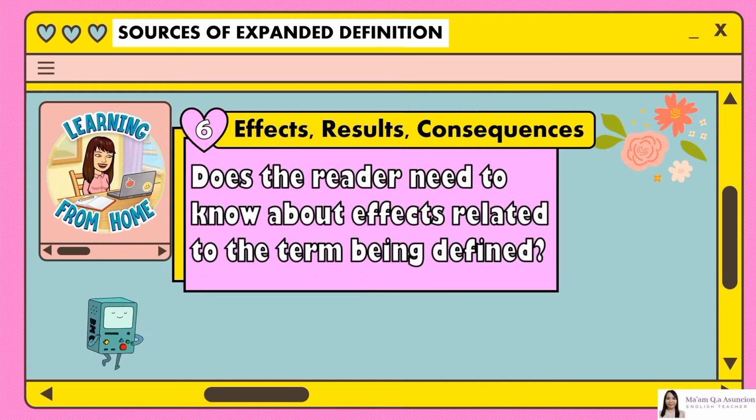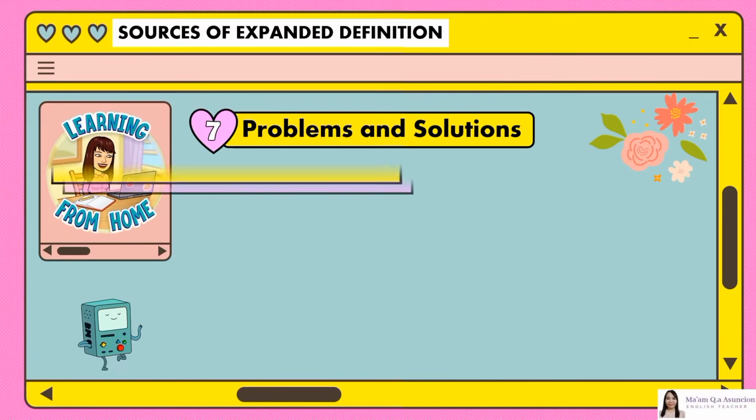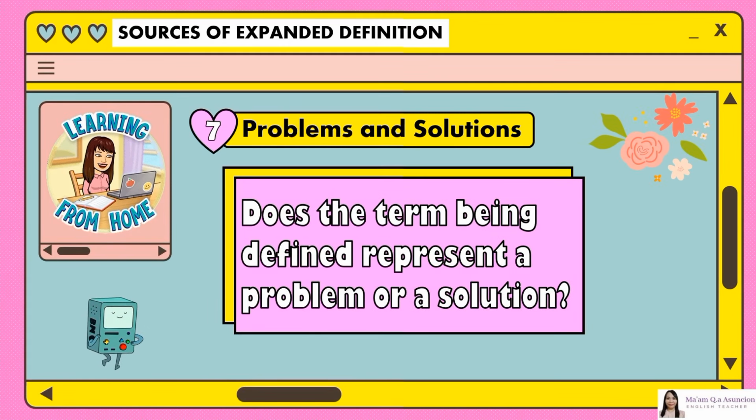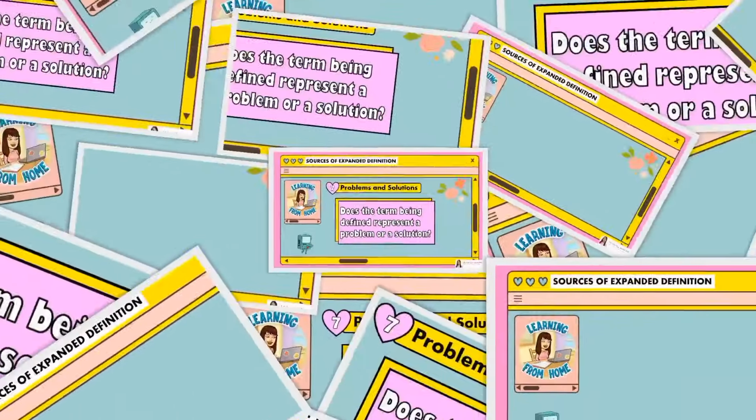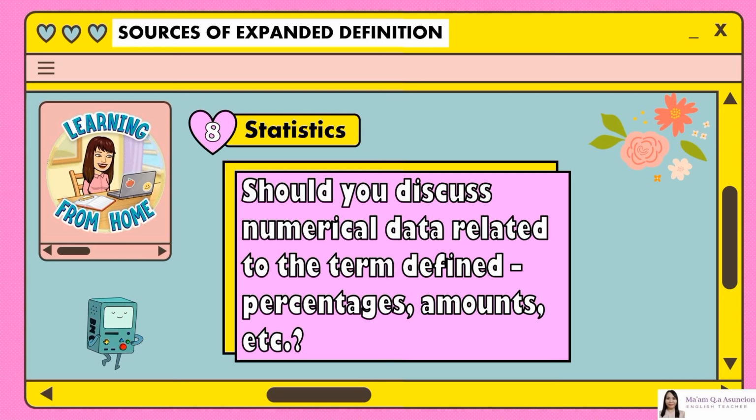Number 6, effects, results, and consequences. Does the reader need to know about effects related to the term being defined? Number 7, problems and solutions. Does the term being defined represent a problem or a solution? Number 8, statistics. Should you discuss numerical data related to the term defined, such as percentages, amounts, etc.?